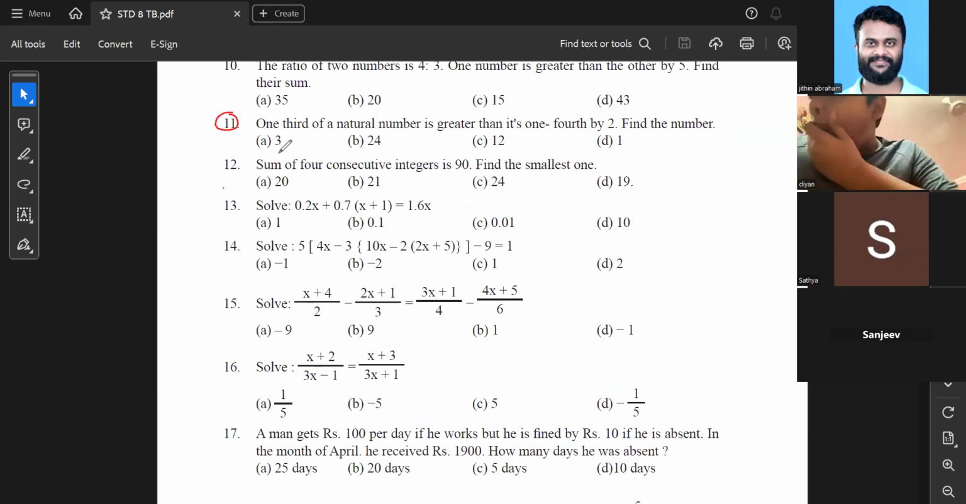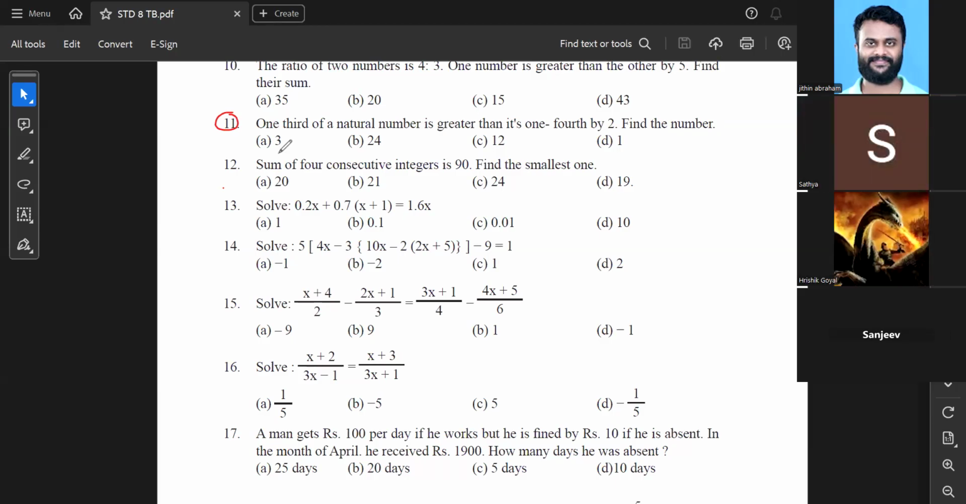Sir, are you doing selective sums? Yeah, I'm doing selective sums from the exercise, as we discussed in the previous class. Okay, sir. Sorry. Sir, x by 3 minus 2 is equal to x by 4. Huh. Let me just see.